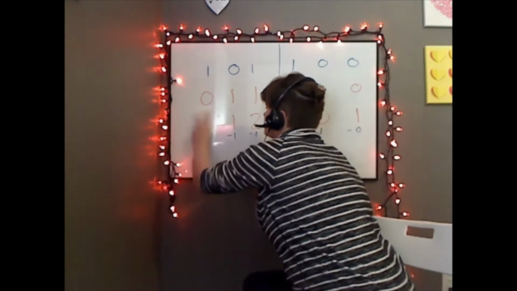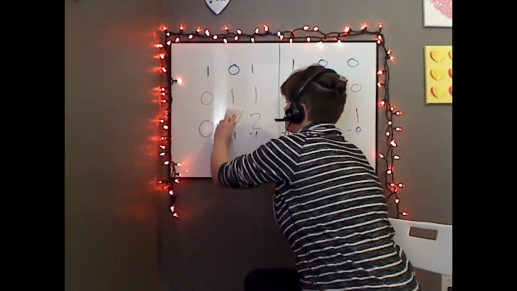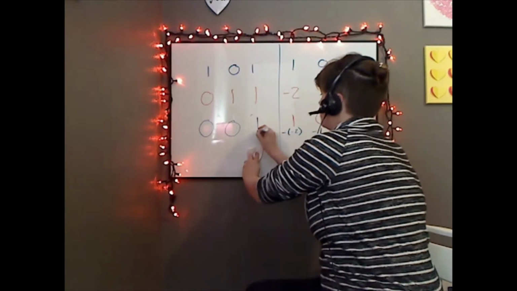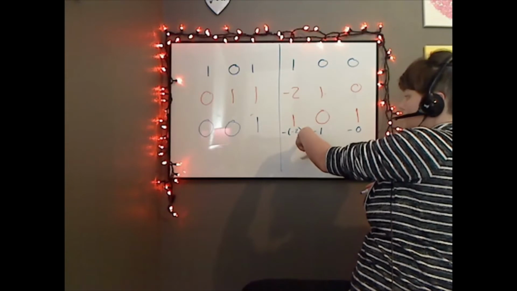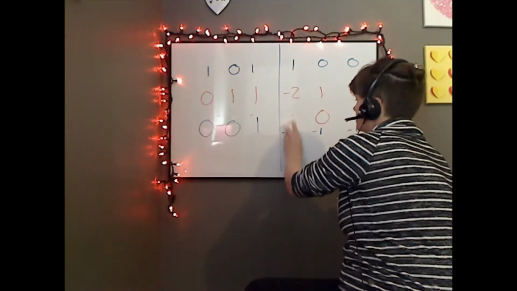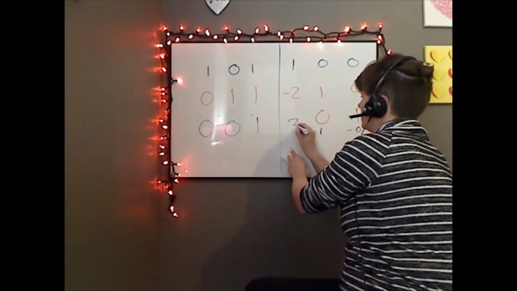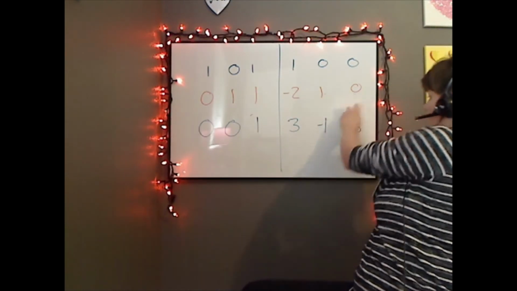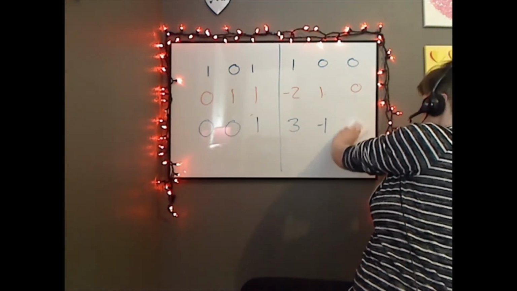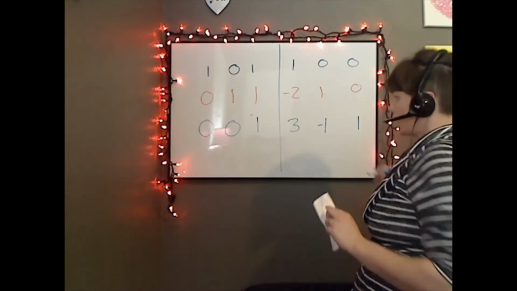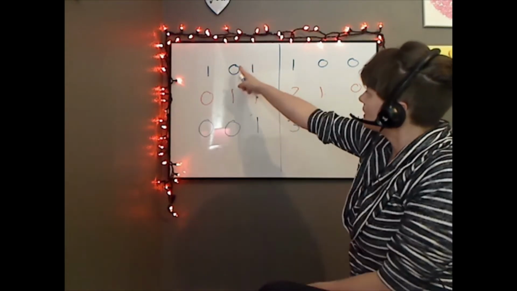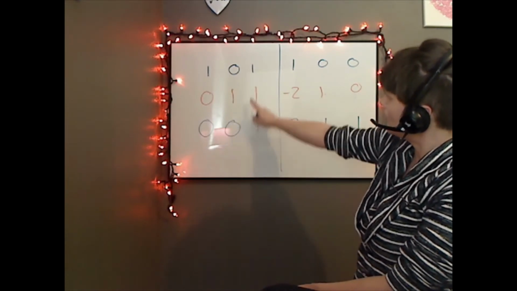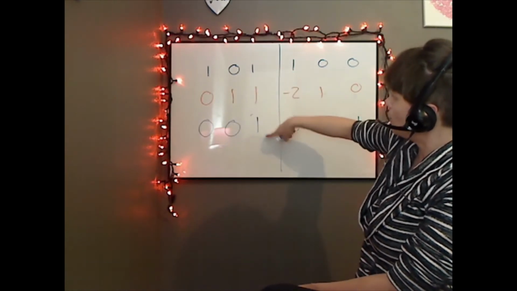0 minus 0 is 0. 1 minus 1 is 0. 2 minus 1 is 1. 1 minus negative 2, that's like 1 plus 2, that makes 3. 0 minus 1 is negative 1. 1 minus 0 is 1. Okay. So now the second column's good to go, 0, 1, 0. So now I want to get this column to say 0, 0, 1.